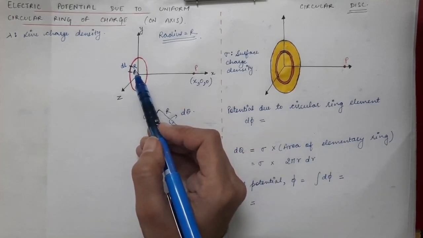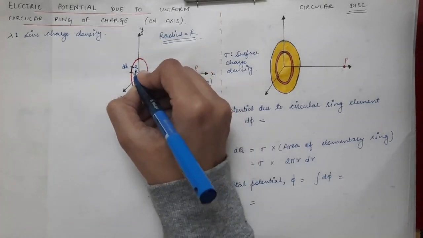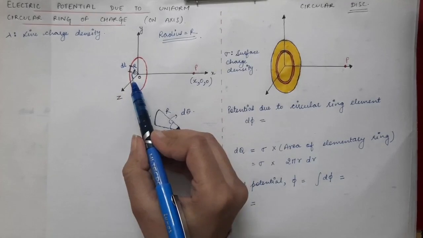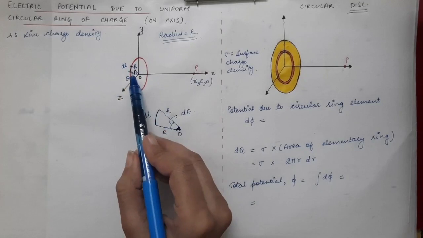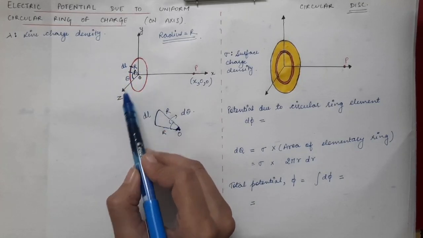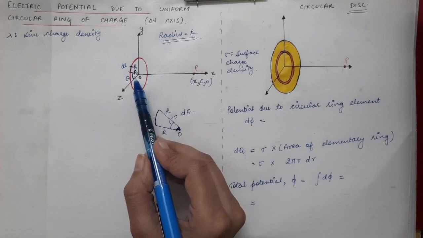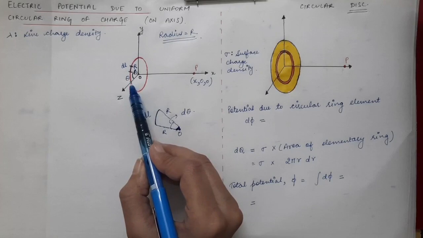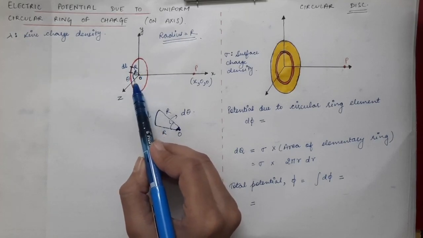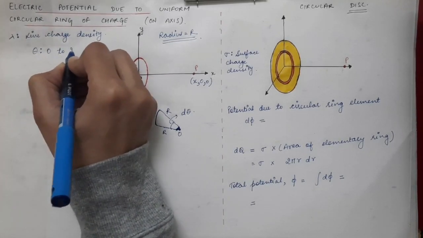Now in the polar coordinates, in the subject of mechanics, you have done that we take angle theta from the z-axis. So theta is the angle which is made by this length element with respect to the z-axis. So this angle will be equal to theta. So theta will vary. What will be the limits of theta? Theta will vary from 0. So the minimum angle will be equal to 0, and the maximum it can be equal to 2 pi. So theta will vary from 0 to 2 pi.